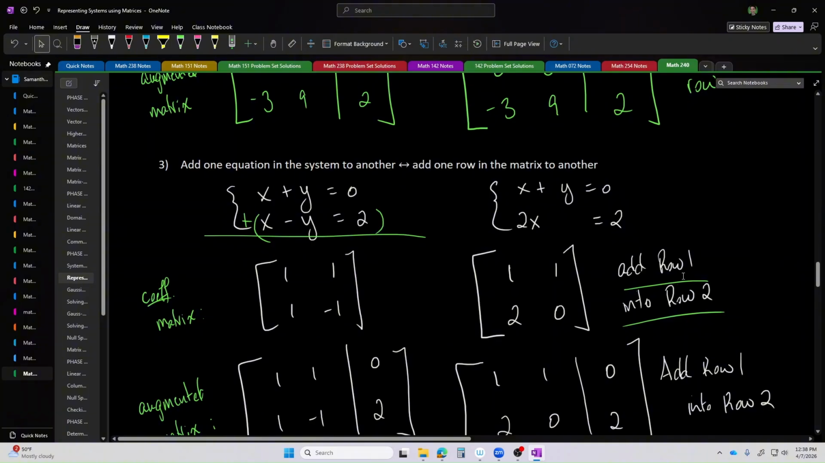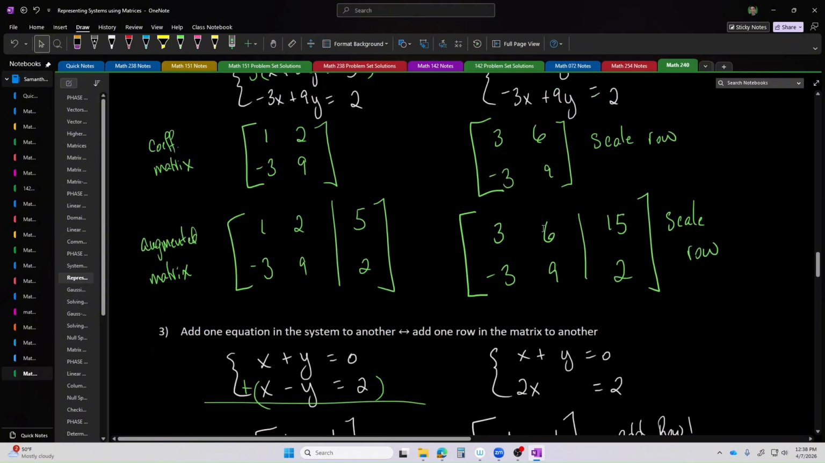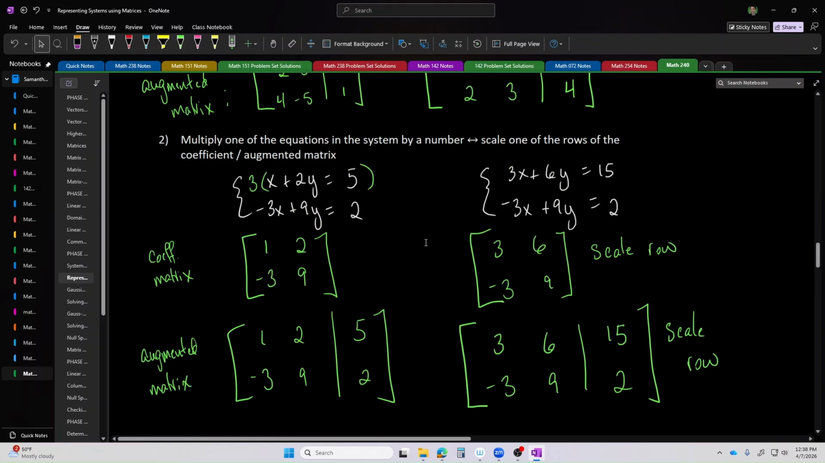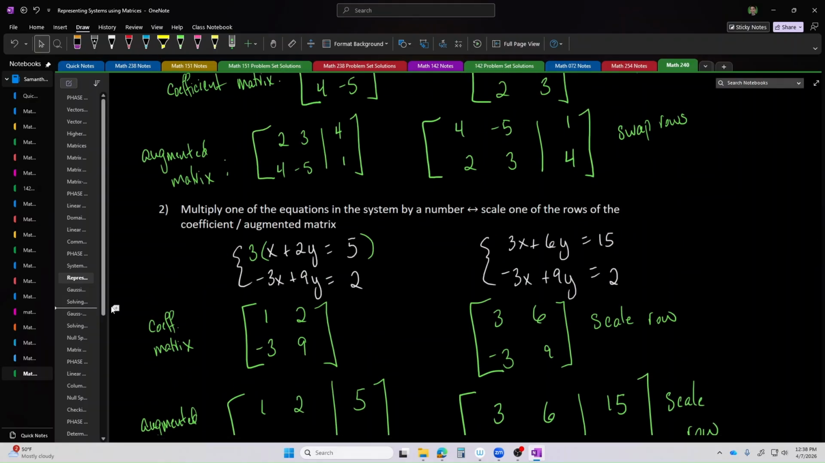And from a computing point of view, performing these actions on the augmented matrix is much, much more efficient than performing these actions on the system of equations. So we much preferred to perform the actions on the matrix and to deal with the matrix as opposed to dealing with the original system.